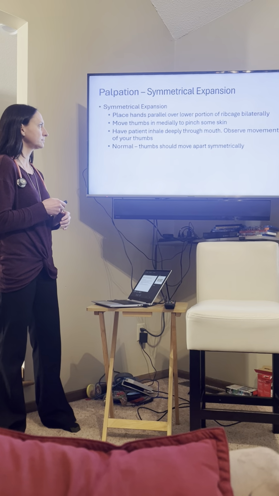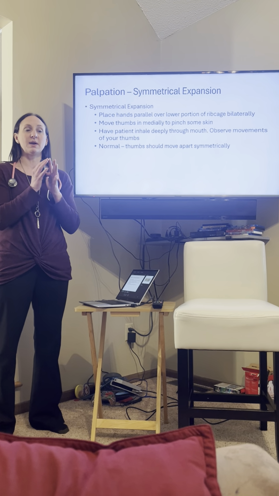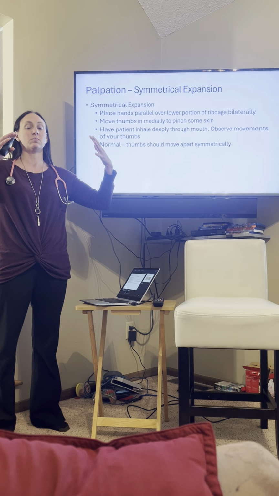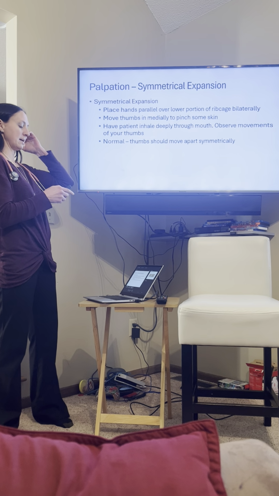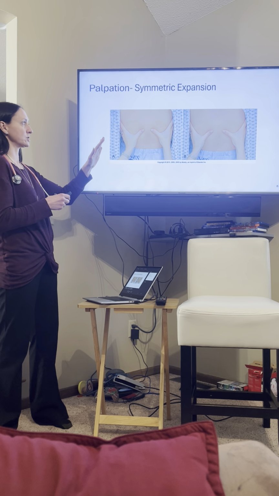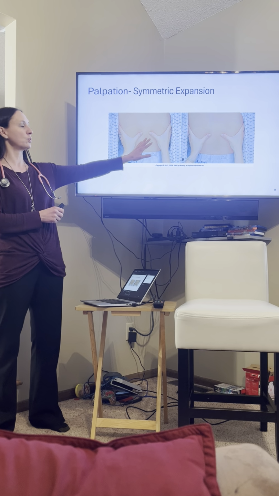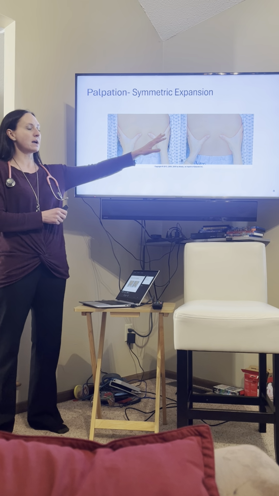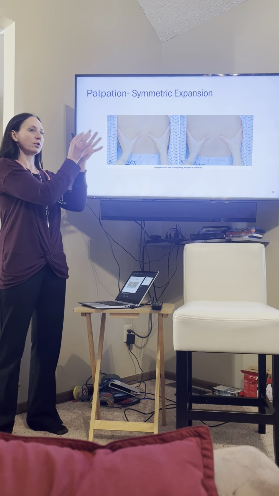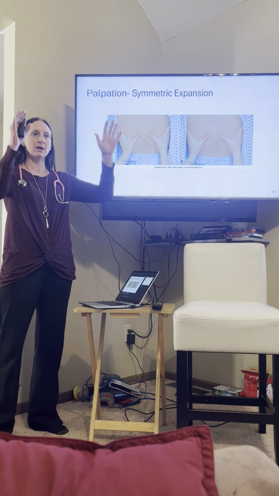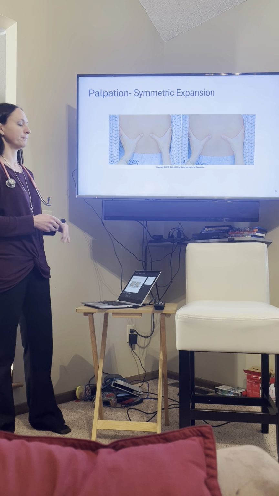The other part of palpation is symmetrical expansion, and that's really just making sure that both sides of that chest equally open. So you're going to put your hands on the back posterior of your patient, and you're going to pinch just a little bit of skin between your 2 thumbs, and then you ask your patient to take a big breath. And as they take that big breath, your thumbs should equally open so that one isn't opening more than the other. So that's palpation.